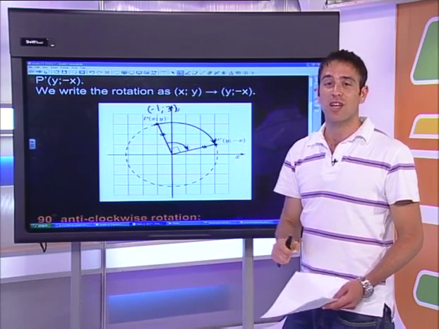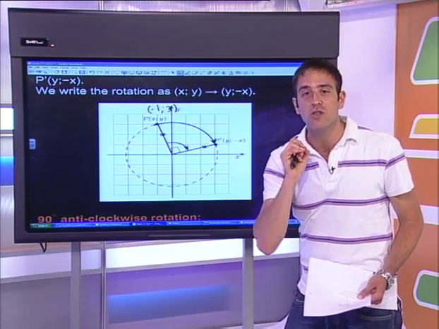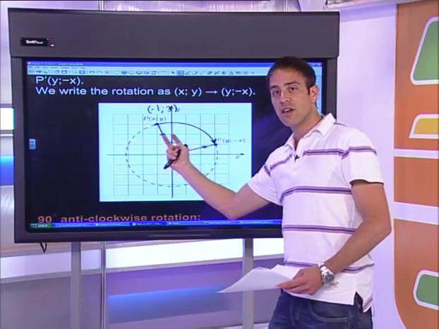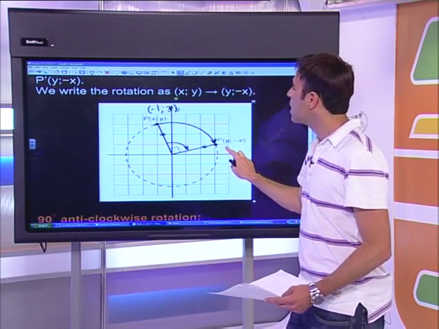I'm not telling you this because I like being here. I do like being here, but I'm telling you this because you need to actually know this by heart. Okay? In other words, (x, y), after the transformation of 90 degrees, it becomes (y, -x).